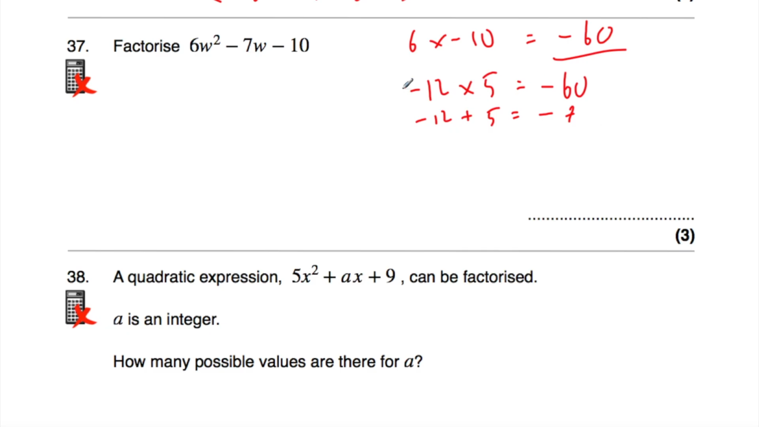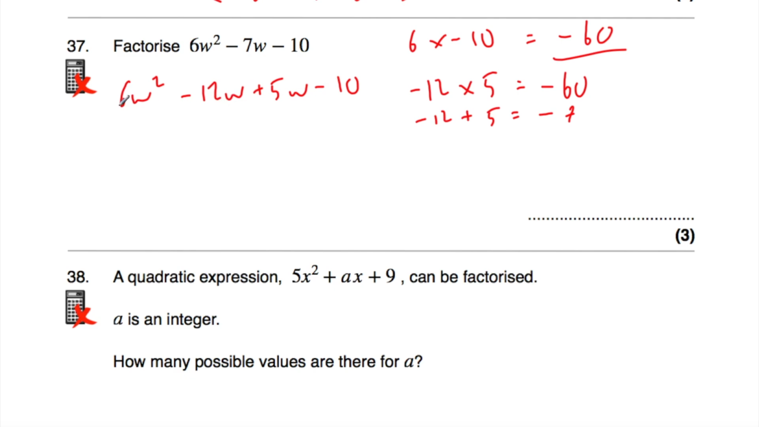So that would work. So we're going to split this middle term up, our minus 7w, into a minus 12w and a 5w. So let's do that. So we'll put our 6w squared. Now in terms of the order, I like to put the negative one here and the positive one there. So minus 12w, and then plus 5w, and then our minus 10 on the end. Okay, so we've split the middle term up.